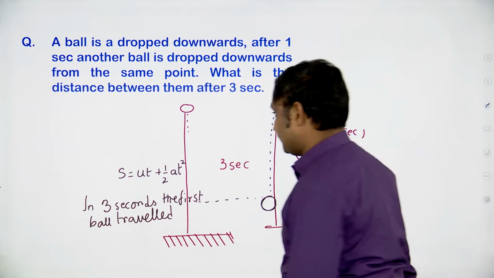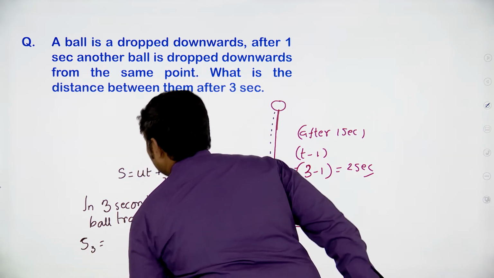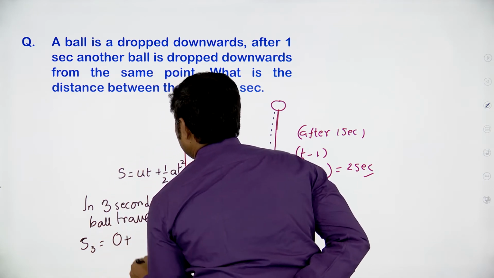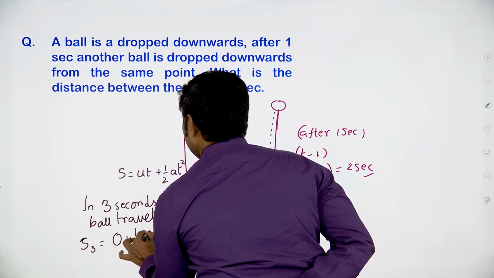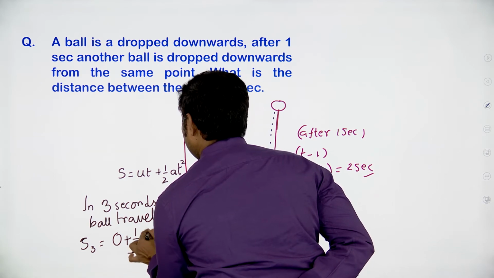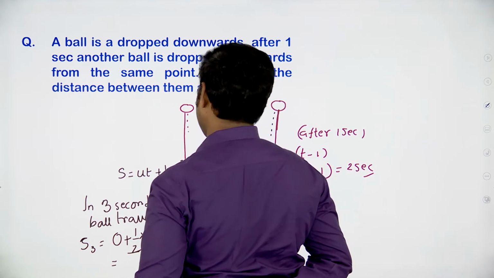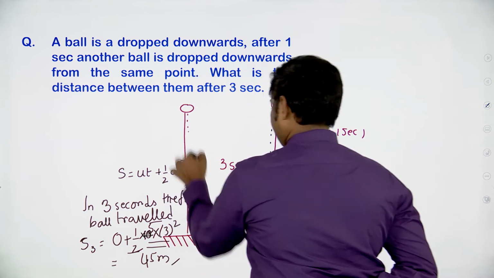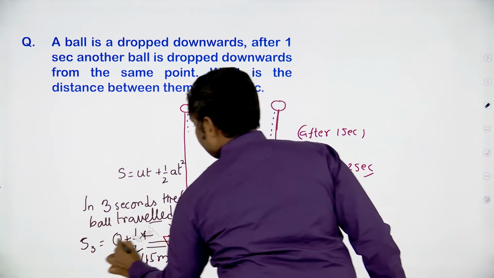Yes, we would like to go for this one. That is S3 equal to, let's assume, initial velocity is 0. That's going to be 1 into 10 into 3 square, that is going to be 5. We would like to get this one, 45. Okay, it's very clear. It has covered 45. Let's have a look into that matter.